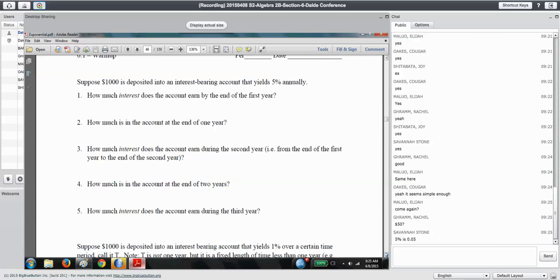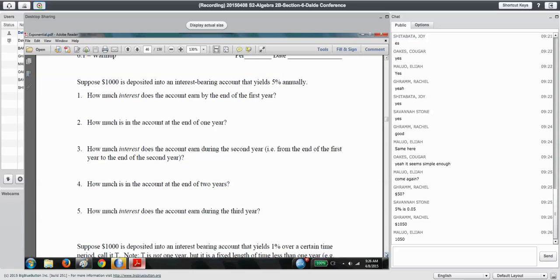So question two, very similar to that, is how much is in the account at the end of 1 year? If you get $50 extra from the interest, how much is in the account? $1,050.